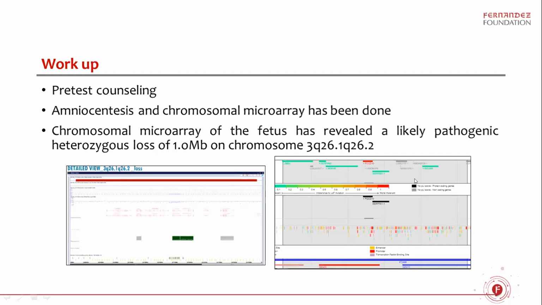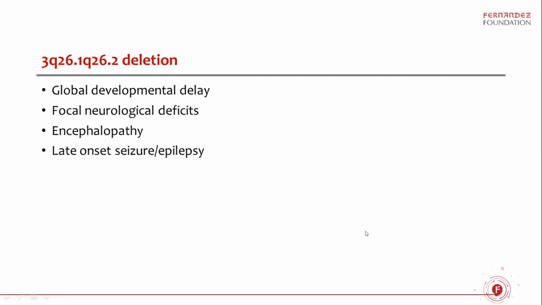Though many genes will be present, some of the genes will be very intolerant, and the phenotype of these particular fetuses will be due to those particular genes. When we look into the features of this 3q26.1 to 26.2 deletion, these children usually present with global developmental delay. They might be normal initially at birth if they don't have any malformations. Later on, we see global developmental delay.